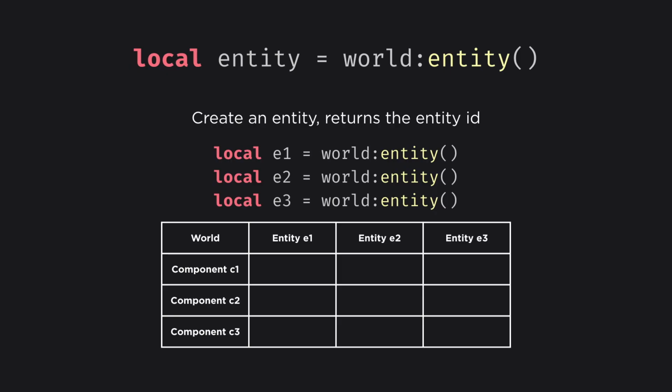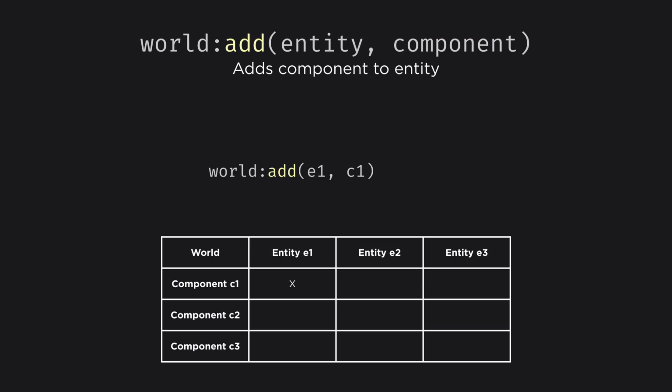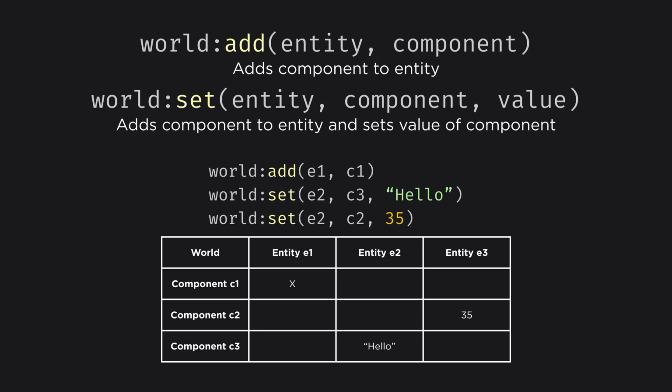To create an entity, simply call the world entity method. To add a component tag to an entity, call the world add method, which takes in the entity as the first argument and the component as the second argument. To add a component attribute to an entity, call the world set method, which behaves like world add except you have an attribute value as the third argument.